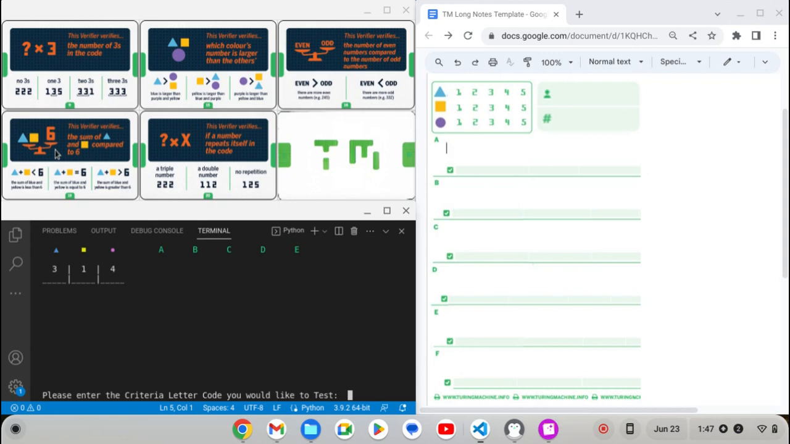Criteria card D looks at the first 2 digits, triangle and square, takes their sum and compares that to the number 6. So should the sum be less than 6? Should the sum be equal to 6? Or should the sum be greater than 6?